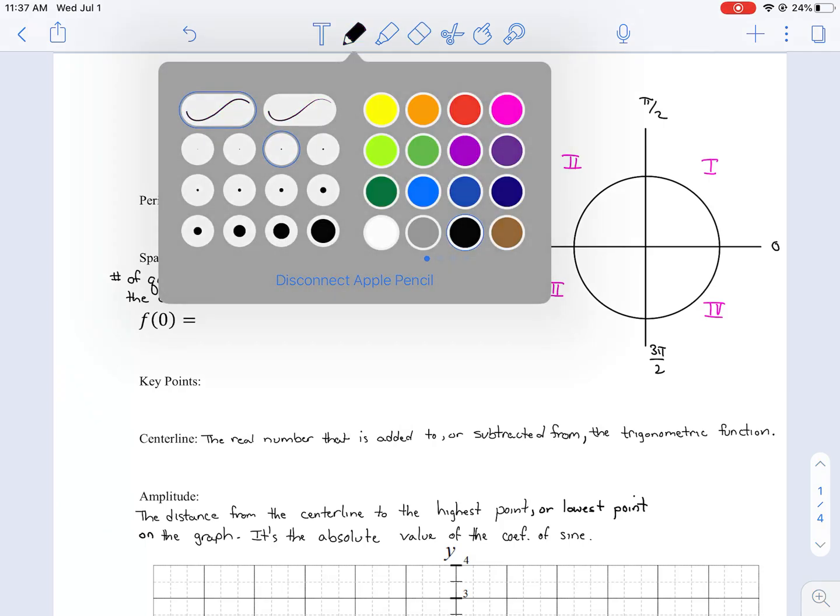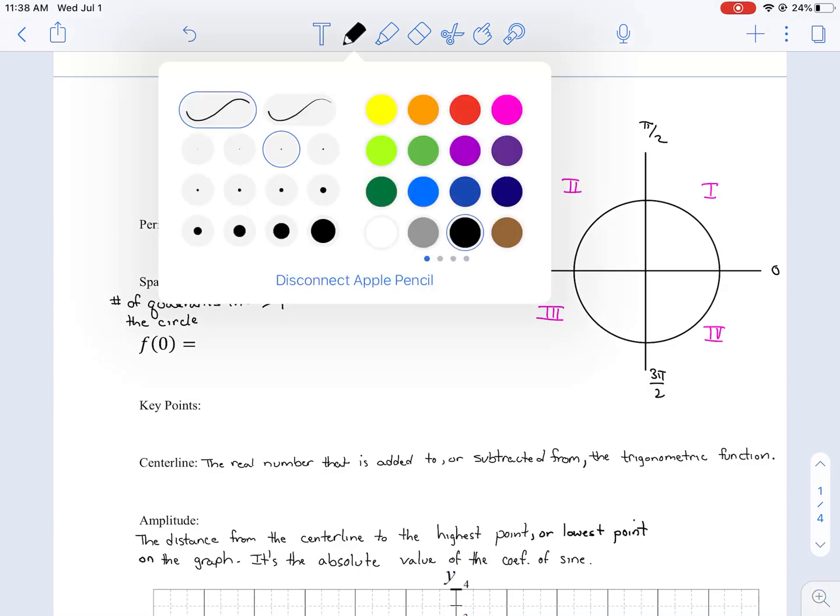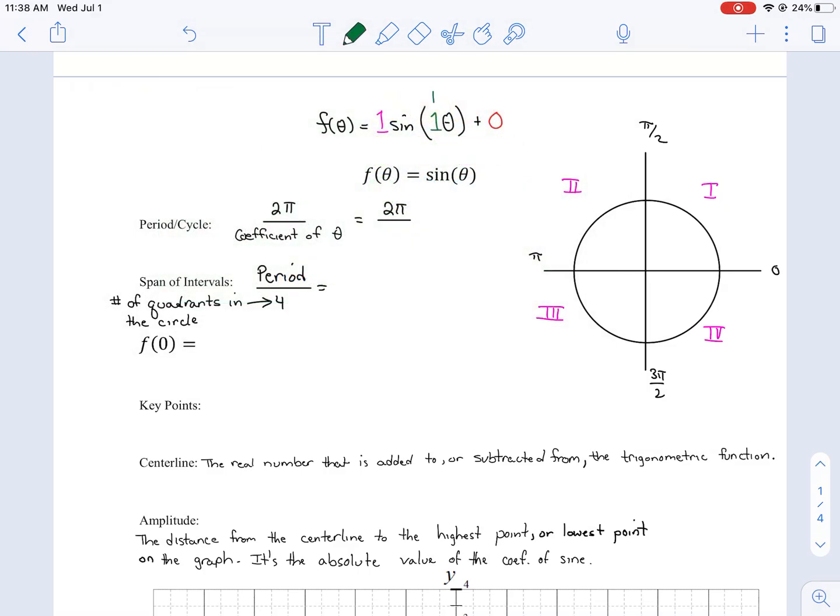the period. The period can be found by taking 2 pi and dividing it by the coefficient of theta. So in this case, the coefficient of theta is 1. 2 pi divided by 1 is 2 pi. And that should come as no surprise because in the previous section, I talked about how the period of sine is 2 pi.